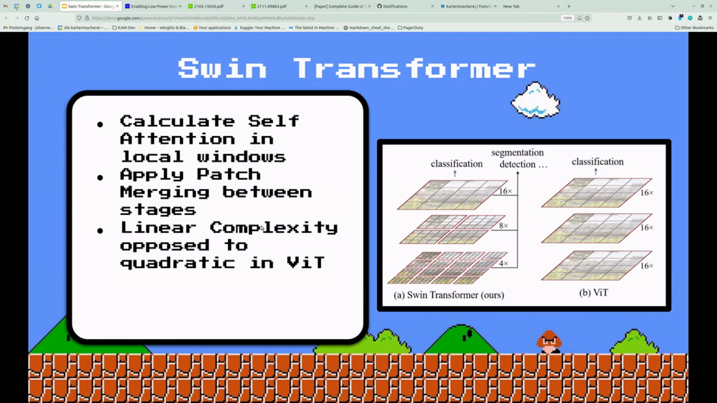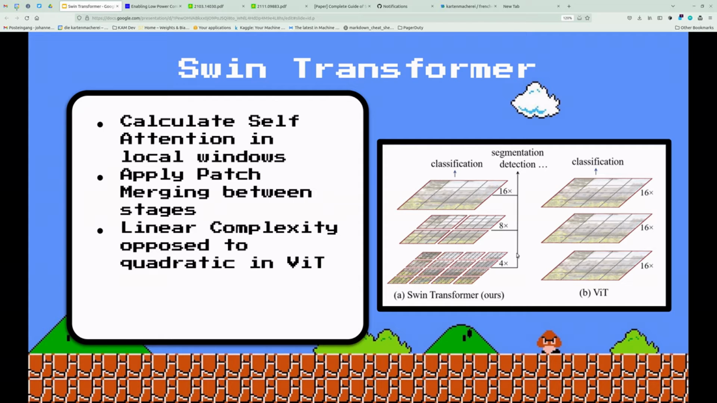They came up with the Swin transformer, which is calculating self-attention not globally but in local windows, and applies patch merging between stages to get a more hierarchical structure, similar to convolutional neural networks. And through the self-attention in local windows mainly, you get this linear complexity as opposed to a quadratic complexity with regard to the image patches in the vanilla vision transformer.